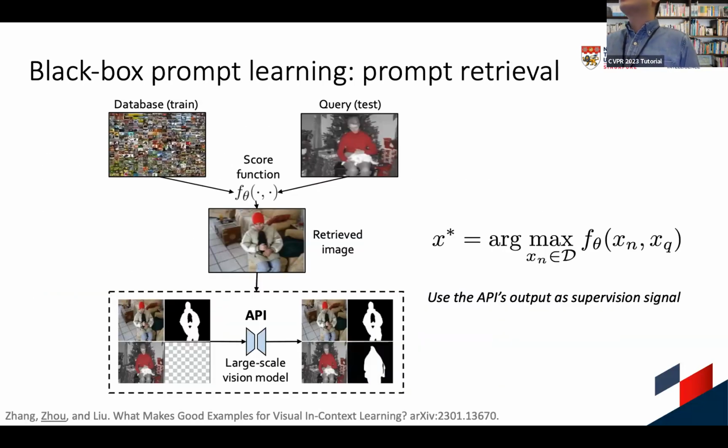So here the main idea is that you can design this function by using the API as the supervision signal, right? You have some test images from your source data sets. Then you basically use the API to score each of the source images by producing some segmentation images for different source images. Then you use this as a supervision signal to optimize your score function, right? So here we don't get into too much detail about this work.